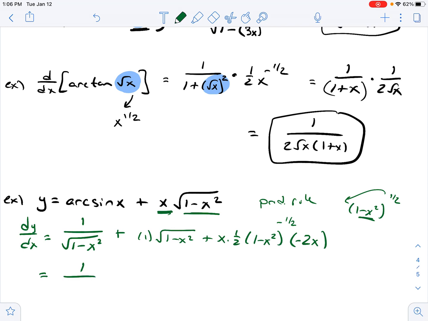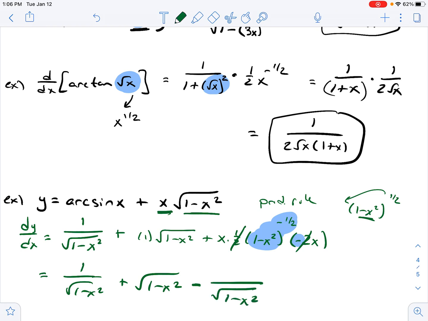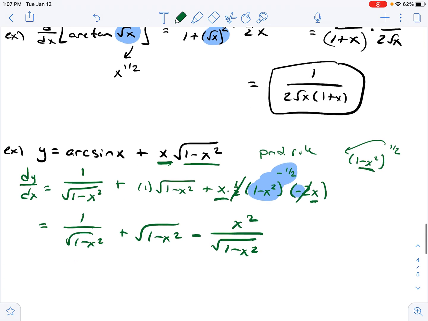Okay, so let's clean this up a little bit. We get the following. Plus the square root of 1 minus x squared. Here, the 1/2 and the 2 cancel. It looks like the whole thing is going to be negative, and this is under a radical in the denominator. And it looks like we have x times x, which is x squared, left in the numerator. And now this can be cleaned up a little bit. You notice 2 out of 3 of these terms have the same denominator.